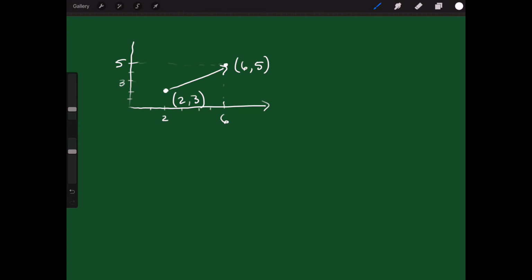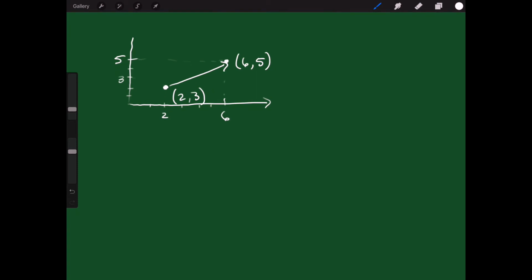Well, what we really want to do is, if we wanted to set this vector on the origin, then we'd need to move it down 3, and then we'd need to move it over 2. But the one that represents it is going to be its final resting place, which in this case is 6, 5. So we need to move 6, 5 down 3 and over 2. And that's going to give us our standard form of that vector.